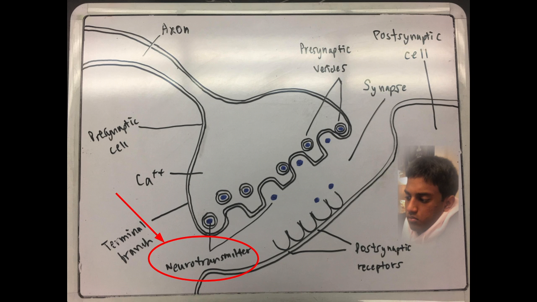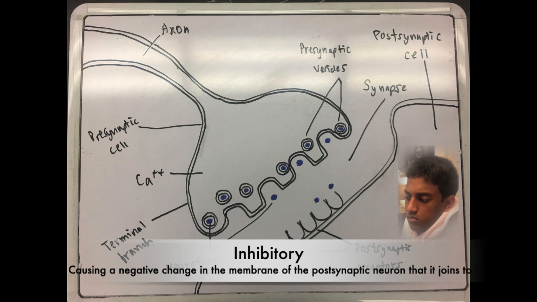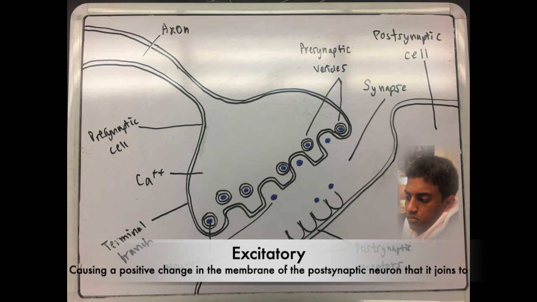These neurotransmitters can be inhibitory, causing a negative change in the membrane of the postsynaptic neuron that it joins to, or excitatory, causing a positive change in the membrane of the postsynaptic neuron that it joins to.